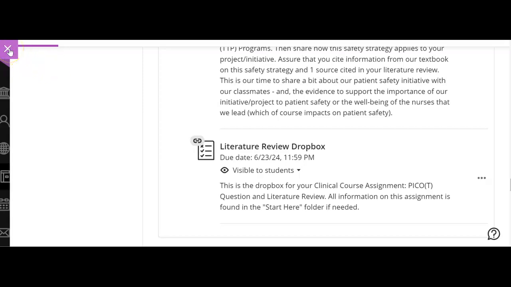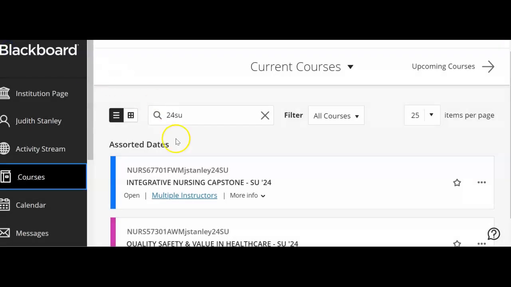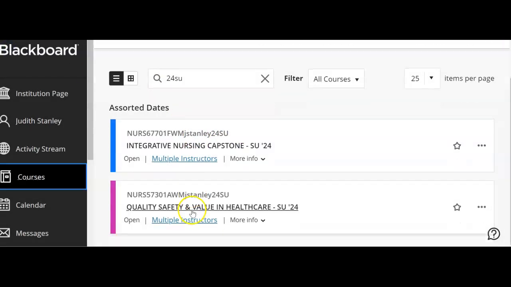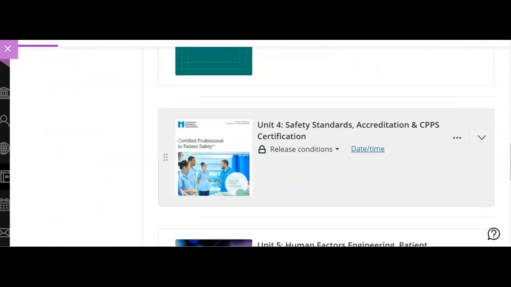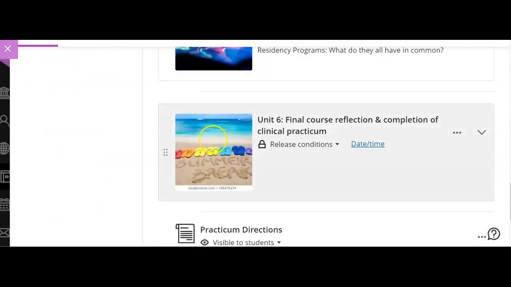When this closes, which is on the 23rd, actually a couple days before the 23rd, learning unit number 6 will be opening. And that's the final course reflection.